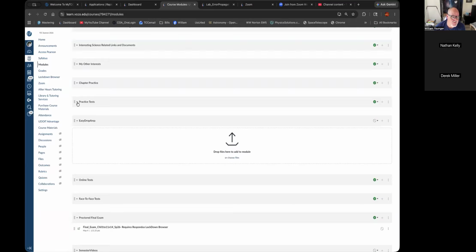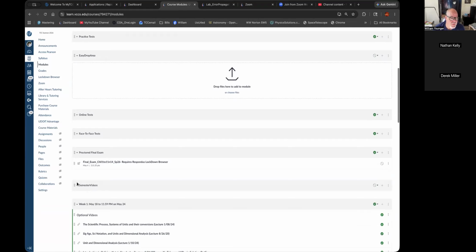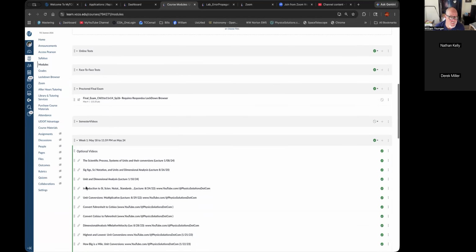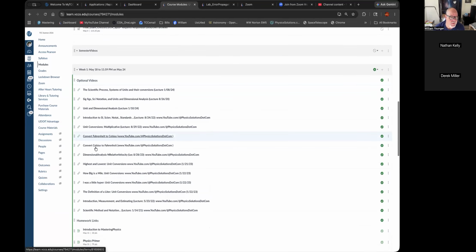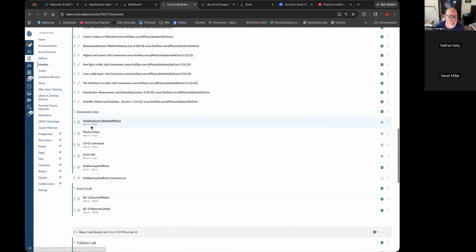Here's where the practice tests are. Here's where the online tests will be. Here's where the face-to-face tests will be. And this is where the proctored final exam will be. Again, proctor just means you're going to have Respondus Lockdown Browser and Respondus Monitor on. Here's something that you guys can't see, but here's my first week. In the first week, we covered chapter 1. And here's the homeworks for it.